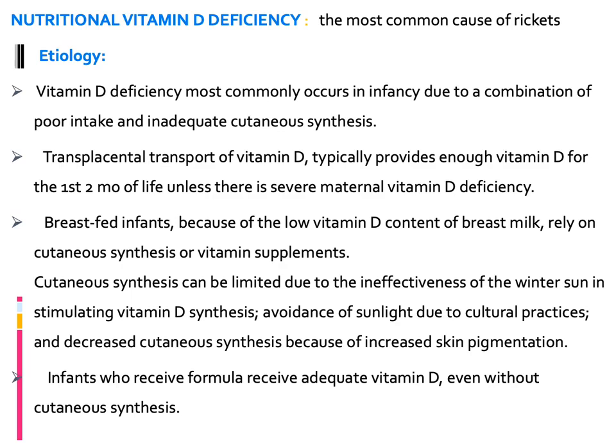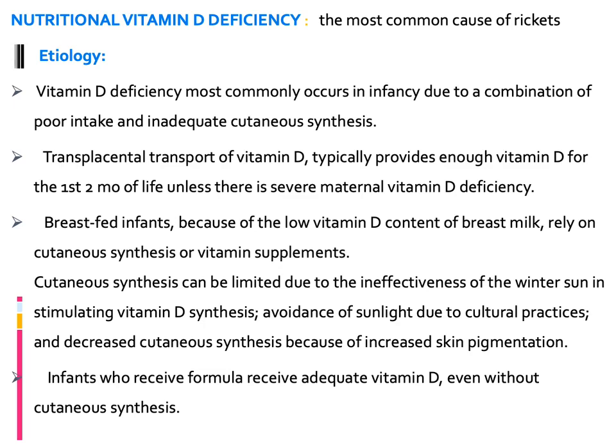It most commonly occurs in infancy due to the combination of poor intake and inadequate cutaneous synthesis. We know that transplacental transport of vitamin D typically provides enough vitamin D for the first 2 months of life, unless there is severe maternal deficiency, as we said, and the patient may present with congenital rickets. A breastfed infant, because of the low vitamin D content of breast milk, relies on cutaneous synthesis or vitamin supplement. This is not against breastfeeding, but any child or infant who is breastfed should be supplemented with vitamin D. Previously, it was started at the 4th month of life. Now it is indicated to be earlier.